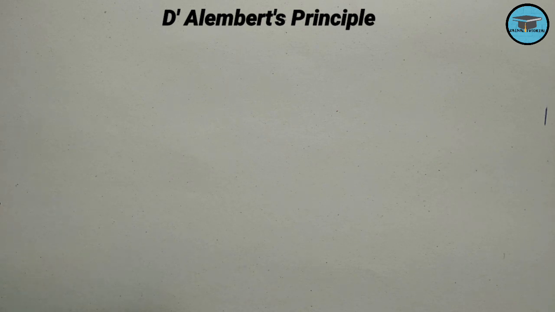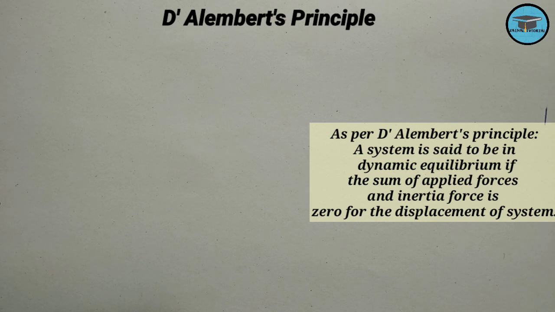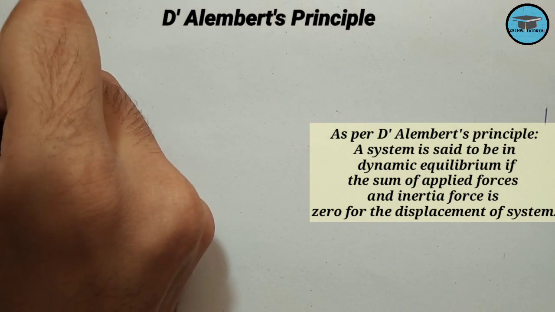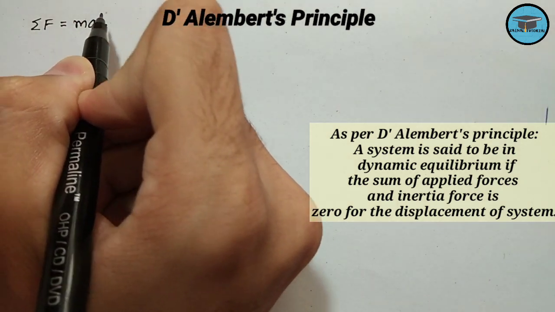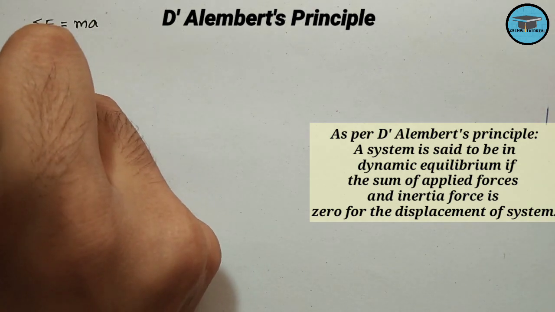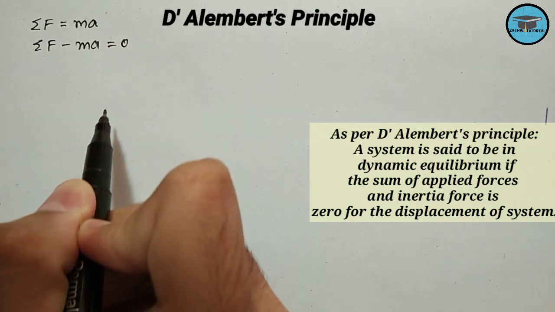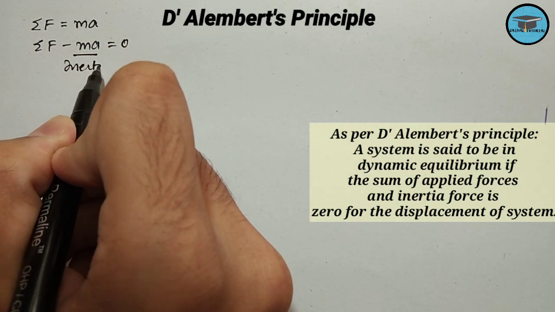So guys, let us first understand what D'Alembert's principle is. Actually, D'Alembert's principle is nothing but a modification of Newton's second law of motion. Newton's second law of motion can be written as sigma F equals mass into acceleration. Now, D'Alembert's principle is written as sigma F minus m into a equals 0. And here this m into a is nothing but an inertia force.